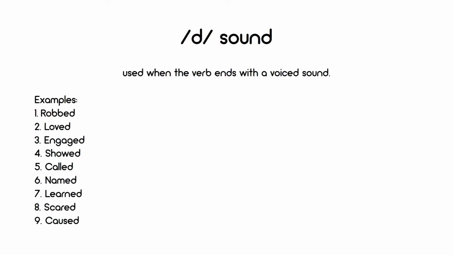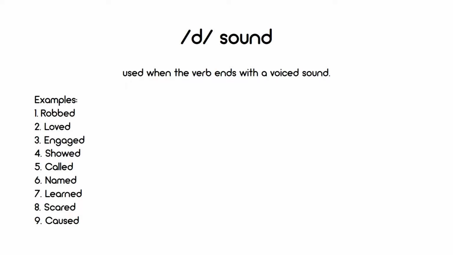Third, we have the D sound. This is used when the verb ends with a voiced sound. So, most of our verbs are voiced. For example, number one, robbed. Number two, loved. Number three, engaged.